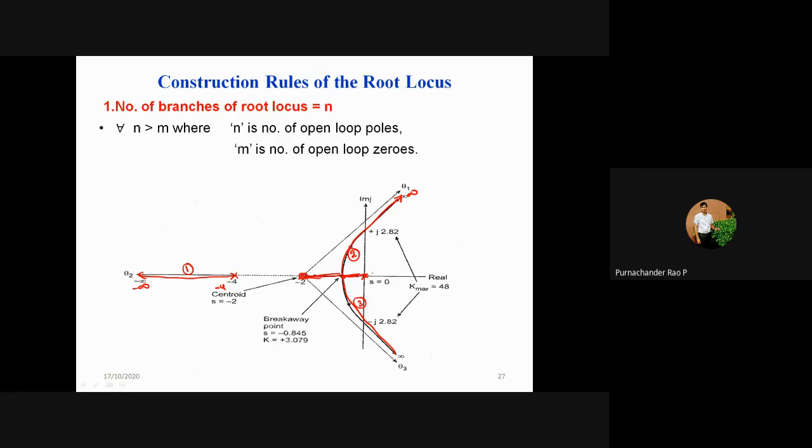So there are always three root locus branches, as the number of open loop poles n is equal to 3. For any system, the number of root locus branches is equal to the number of open loop poles. This is constructional rule 1.